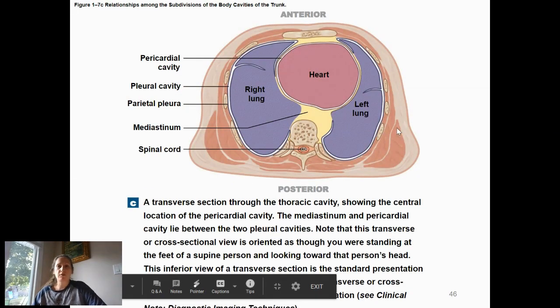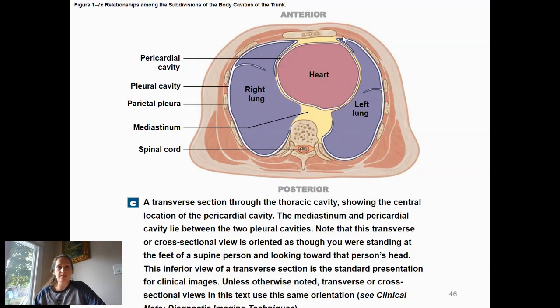And here's just another view of those cavities as well as their membranes. This would be a transverse section, or a cross section. You can see the right lung here, the left lung here. You can see some vertebra, you can see the heart, etc., creating this view. And again, you can see that double layered membrane here. That's your pleural membrane. And then here you can see the pericardial membrane around the heart.